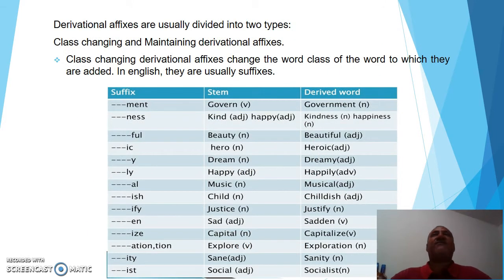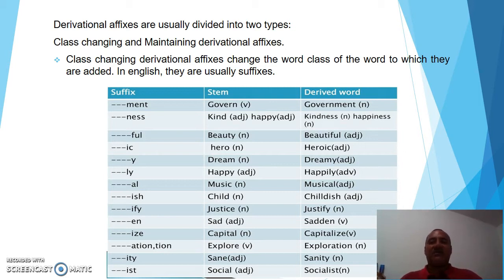Well, derivational affixes are usually divided into two groups: class-changing and class-maintaining derivational affixes. Class-changing derivational affixes change the word class of the word to which they are added, and in English they are usually suffixes.